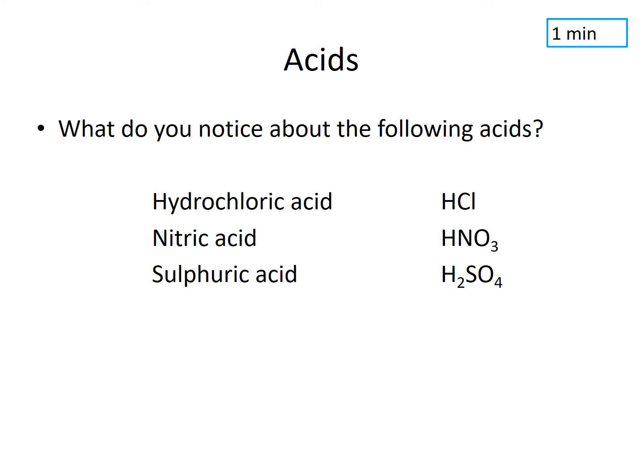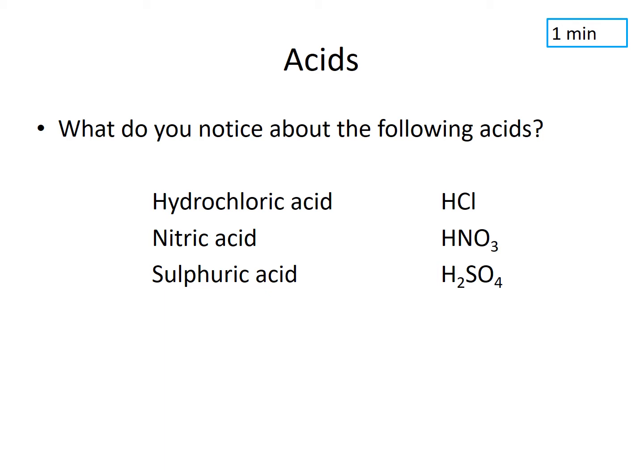So for this slide, we've got the names of 3 strong acids. We've got hydrochloric acid, nitric acid, and sulfuric acid. And I just want you to take a minute and tell me what you notice about the acids that you see in front of you. So you can pause the video if you want, or you can just carry on listening to my amazing voice and tell me what you notice about these 3 acids: hydrochloric acid, nitric acid, and sulfuric acid.